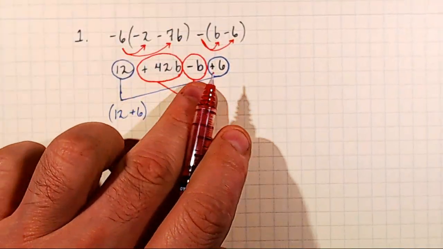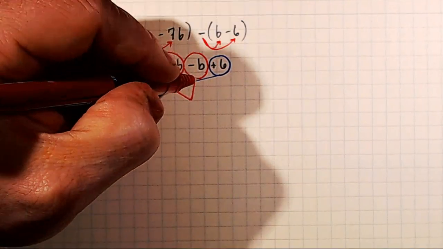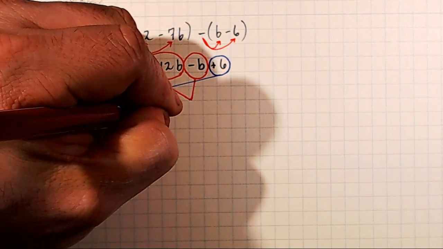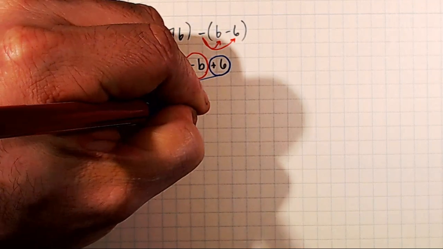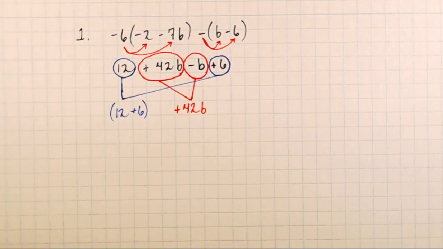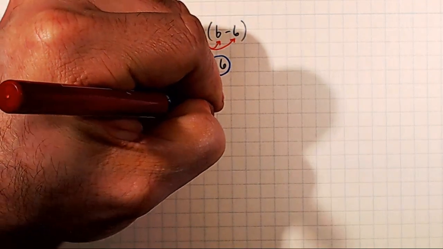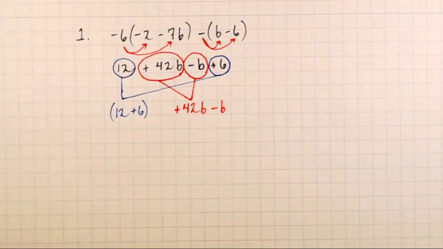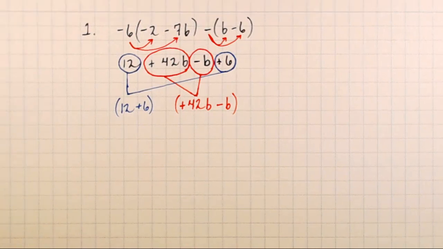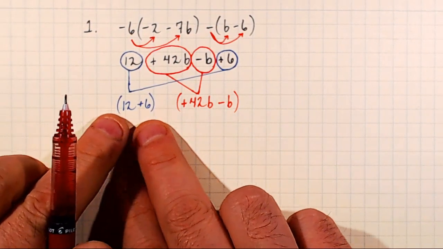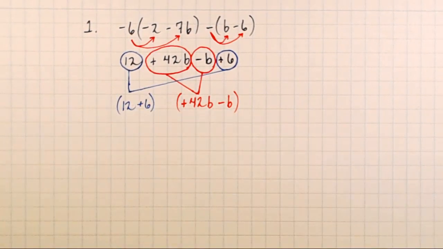I have 42b, positive 42b. And I also have negative b, so minus b. You put those in parentheses. All right, and so now it's time to work out our different types of terms.